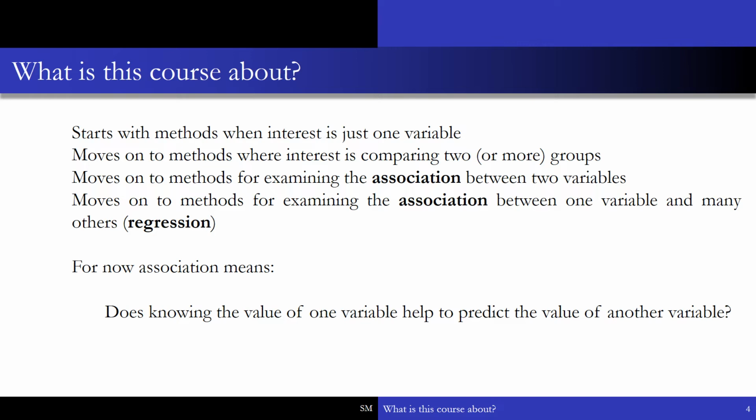We start off with methods where the focus of interest is just one variable. We then move on to methods where the interest is in comparing two or more groups. Then we move on to methods for examining the association between two variables. And finally, we move on to methods for examining the association between one variable and many others, essentially different types of regression. Right now, all we have to understand by association is something like, does knowing the value of one variable help us to predict the value of another variable?